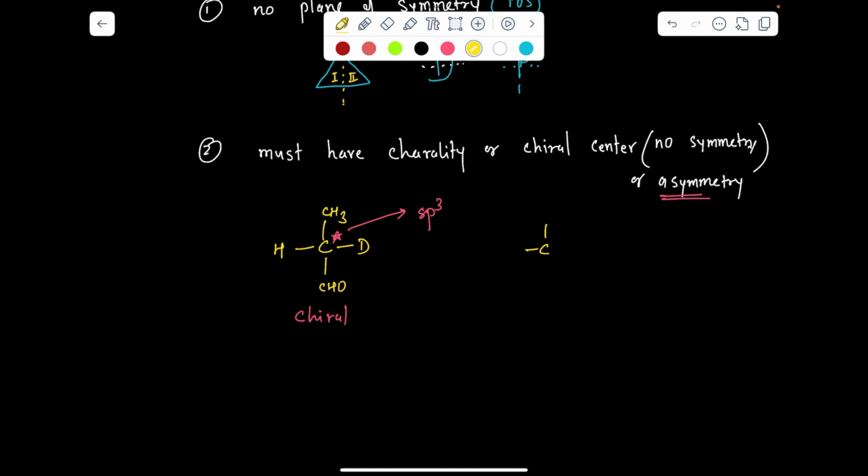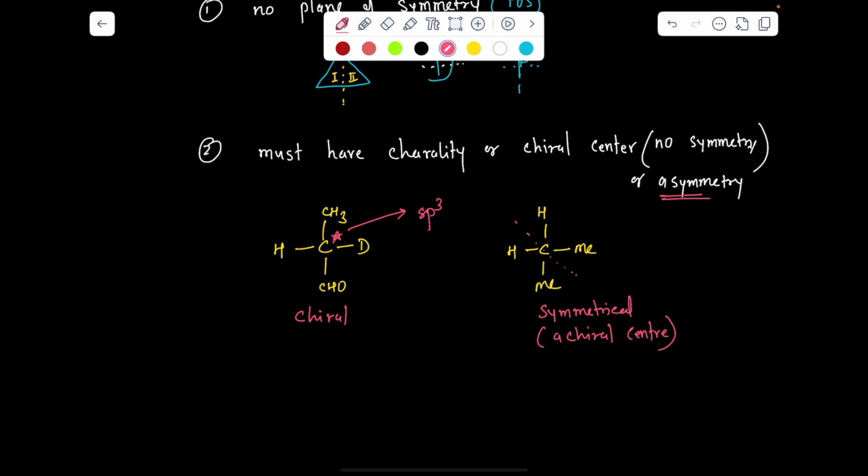But if I draw it that way, let's say hydrogen, hydrogen, methyl, methyl, you could say it has a symmetry. If I draw the plane of symmetry from here, we can get equal parts. And the four substituents are also not different, so we can say it's a symmetrical molecule, not a chiral center. So technically we need no plane of symmetry, and the molecule must be chiral, meaning we need a fully asymmetrical center.